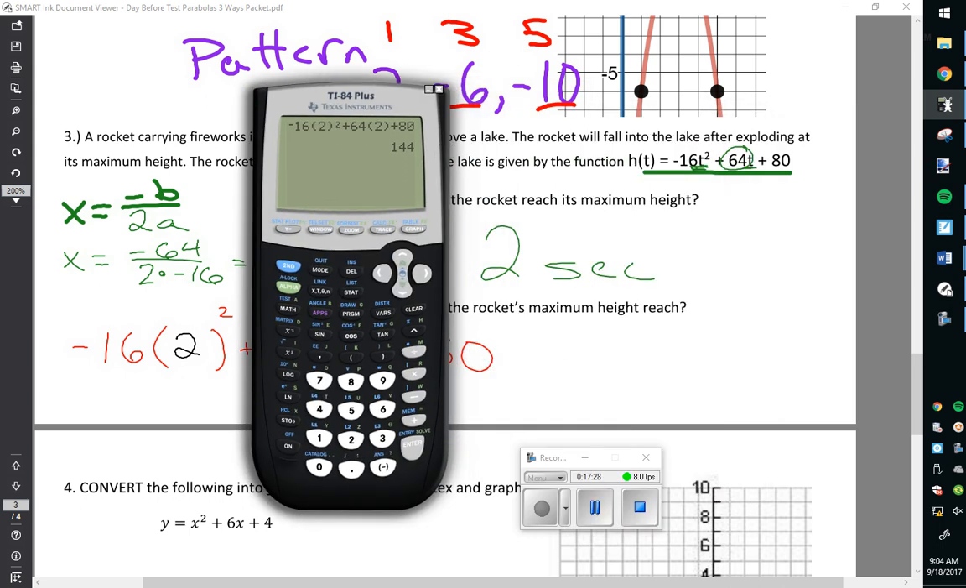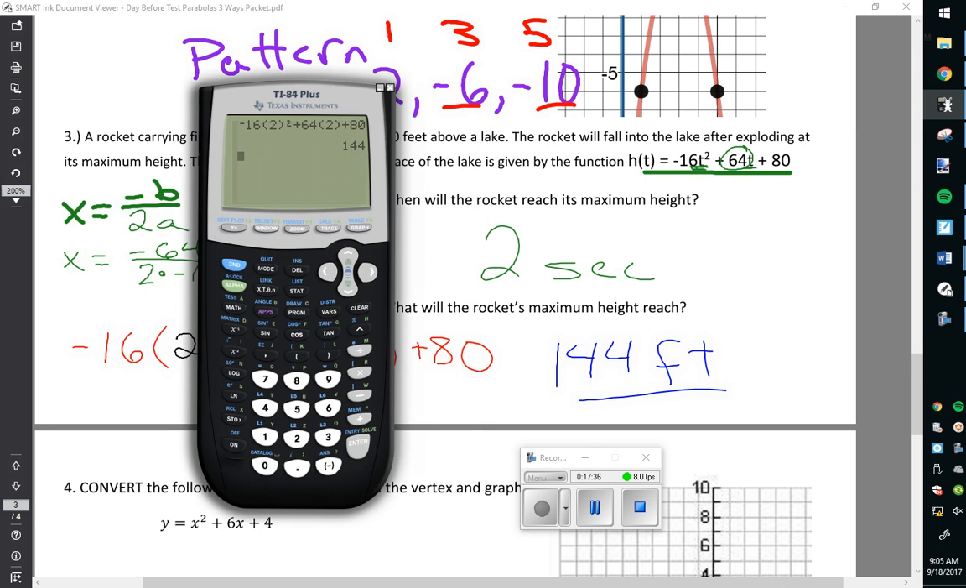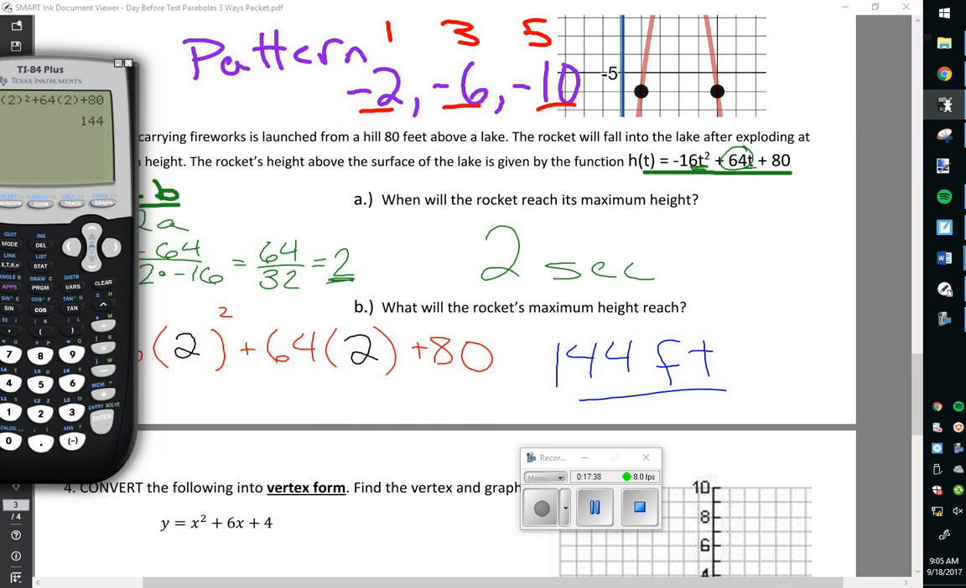144 is my answer. What is that? Is that meters or feet? 144 feet is how high my rocket gets off the ground. Questions on that one? Sergio?